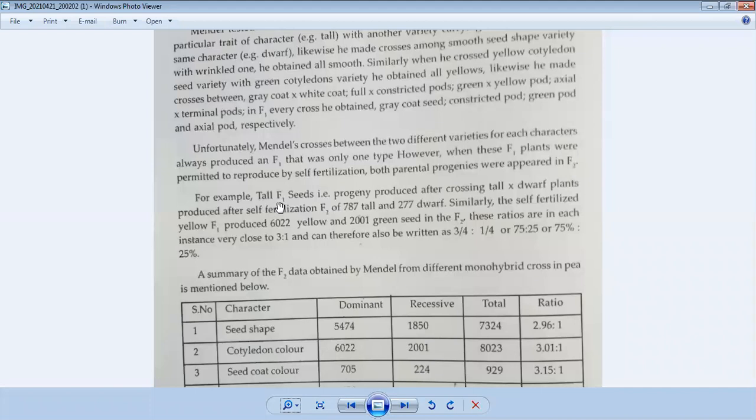For example, tall F1 seeds, that is a progeny produced after a crossing, when tall and dwarf plants were self-pollinated, produced in F2 787 tall and 277 dwarf. Similarly, the self-pollinated yellow F1 produced 6022 yellow and 2001 green seeds in the F2 generation. These ratios are in each instance very close to 3:1, and can therefore also be written as 3/4 to 1/4, or 75% to 25%.